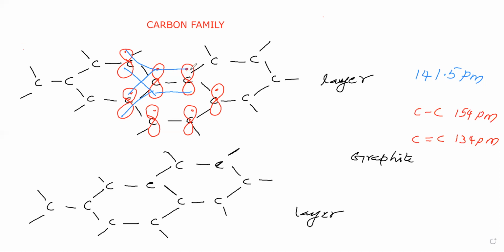Okay. Next, graphite is used as a lubricant. Why is graphite used as a lubricant? Lubricant means it decreases friction. Decreasing friction means it is taking the stress, it consumes stress. How is it consuming stress?